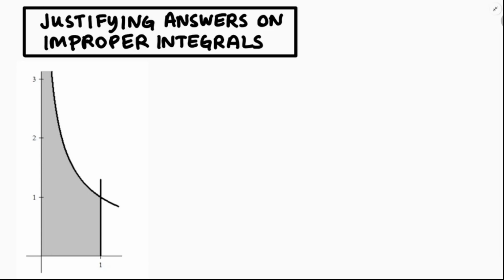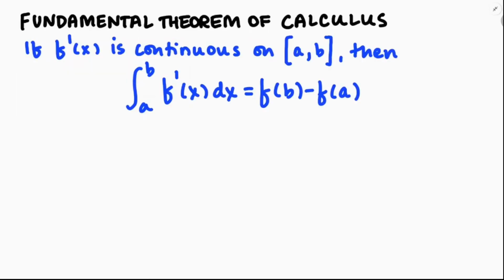Okay, so I think the first thing I need to do is remind you about the fundamental theorem of calculus, which says that if f prime is a continuous function on the closed interval a to b, then the integral from a to b of f prime of x dx is f of b minus f of a. We take the antiderivative, plug in the bounds, and subtract. Okay, we're familiar with this.